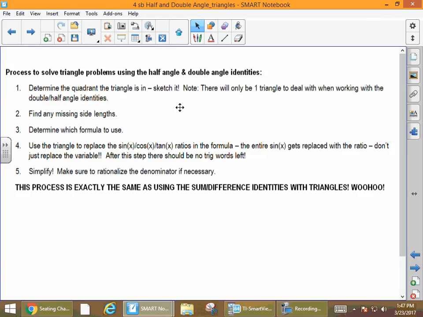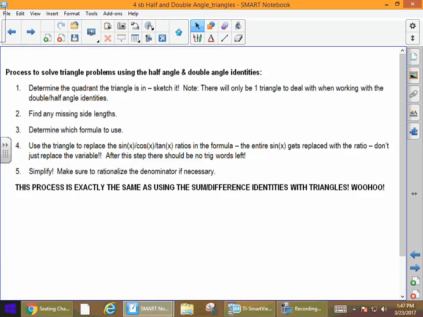So once we figure out the values, once we figure out what sine of x equals, we can replace that entire amount with that. And that didn't come out very well, but we'll see that when we go through our examples here in a couple minutes. But I wrote it. The entire sine of x gets replaced with the ratio, with that fraction. Don't just replace the variable. The whole function gets replaced. There should be no trig words left.